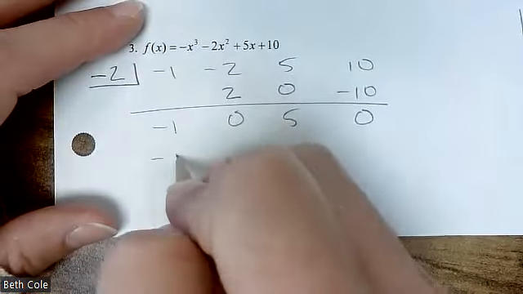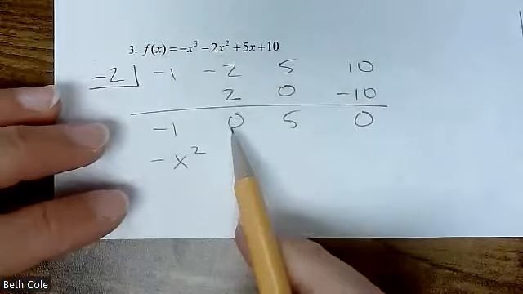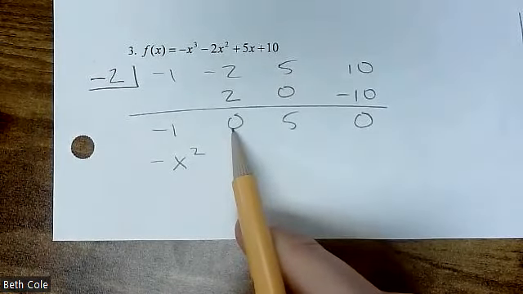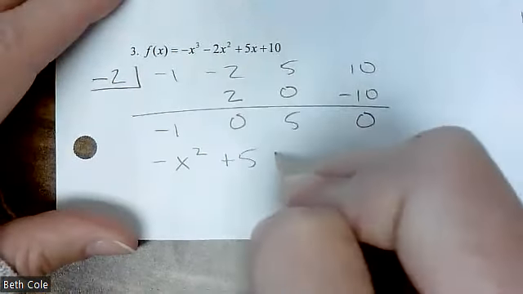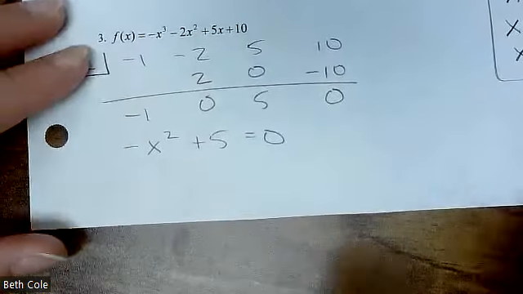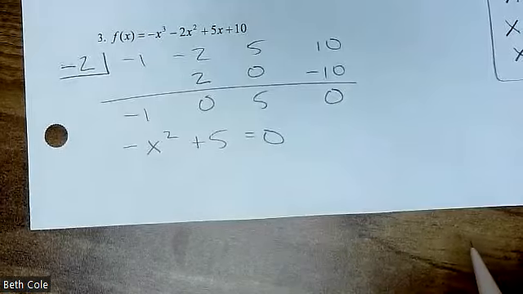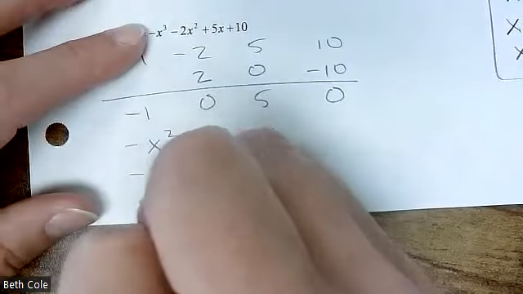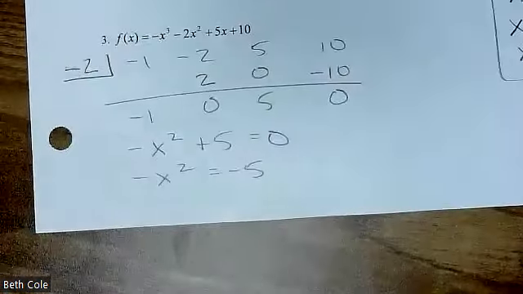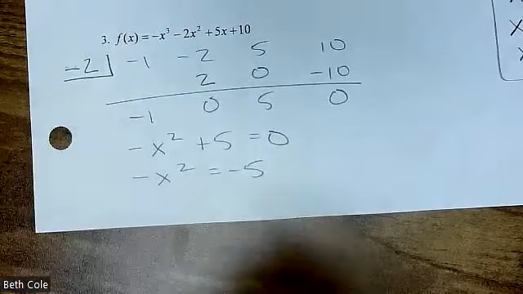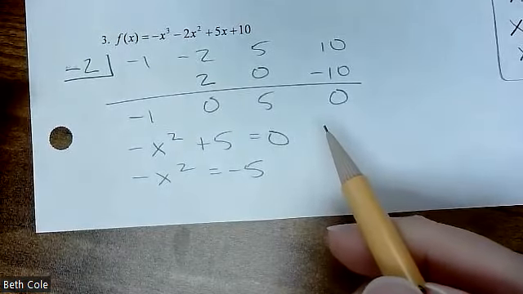So you would have -x squared plus no x's plus 5 equals 0. And from there, you just solve it. Like, just keep going. How do you get rid of a plus 5? -5. Like, just keep going. Like, you just don't stop. You just keep swimming, just keep swimming.